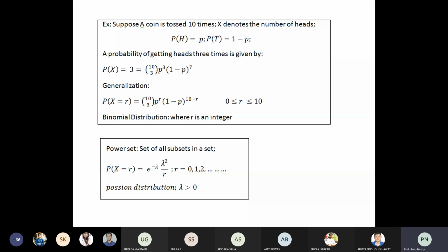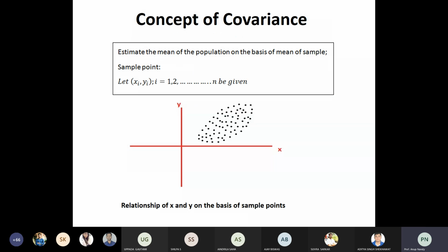So next, a very important concept is called the covariance. You know the concept of the mean, you know the concept of the variance. Next is the covariance. To understand covariance, suppose you have two variables. Covariance means you have two variables. I am just making you understand by taking two variables. Suppose I have two variables, capital X and capital Y. Capital X denotes the height, capital Y denotes the weight.